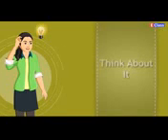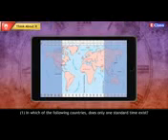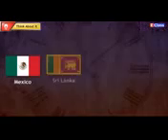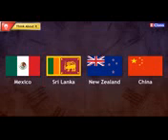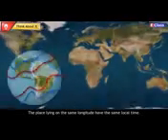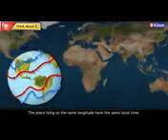Think about it. In which of the following countries does only one standard time exist? Mexico, Sri Lanka, New Zealand, China. Answer: Sri Lanka, New Zealand and China. Why does a country having a large latitudinal extent have only one standard time? Answer: the places lying on the same longitude have the same local time. Therefore, a country having a large latitudinal extent has only one standard time.